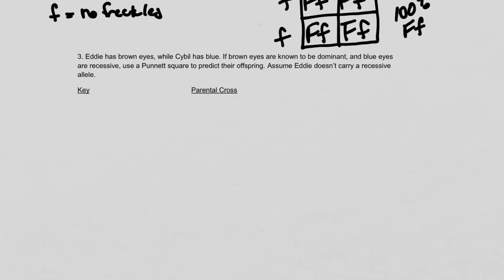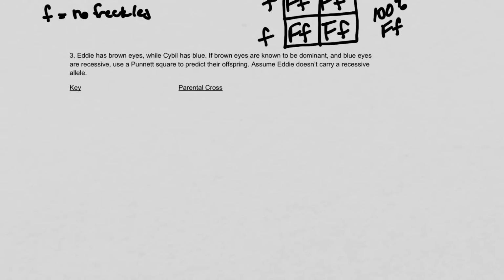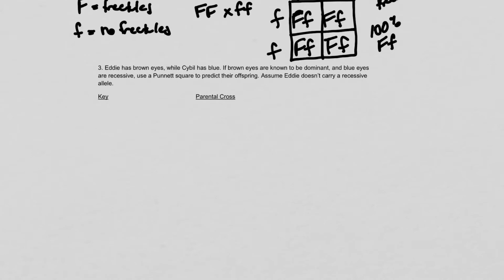Right, the next one, Eddie has brown eyes, while Sybil has blue. Since then, they've learned that there's more to eye color, probably since this question was written, than just this. It is more recessive to have blue eyes than brown, but as you know, there's variation in blue, there's variation in brown, so it's polygenic to an extent. But blue eyes versus brown eyes, just generally speaking, is dominant recessive.